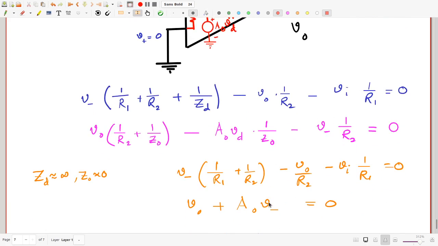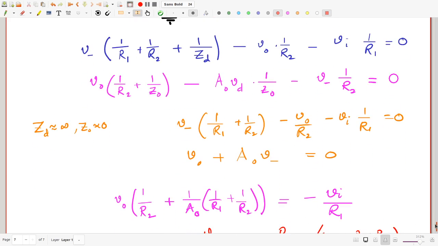Or here we have written in terms of V minus. Of course, V minus is minus Vd. So you get V minus, which is what is going to go in here, is minus Vo by A0. And if you take that into account, this is the equation you're going to get. Now let me just quickly point out that if you use the ideal value for A0, which is infinitely big, this term drops out and you get a very simple final result. You get Vo is minus Vi into R2 by R1.